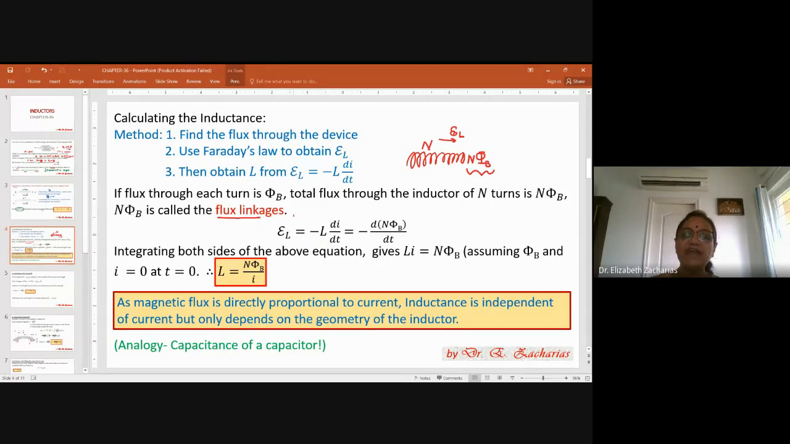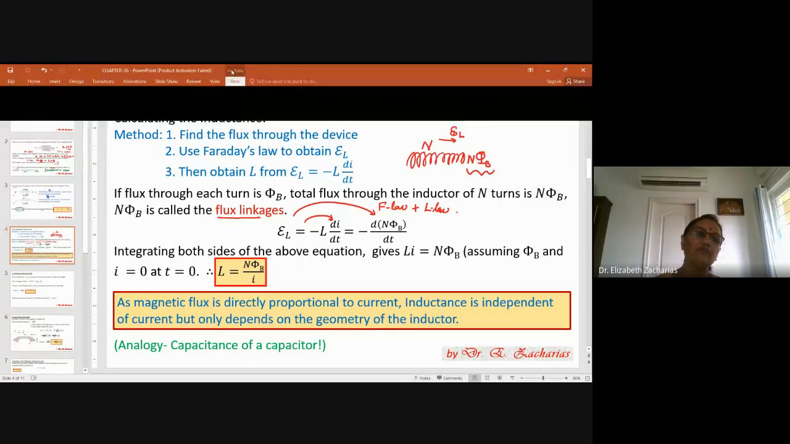Now, this L di by dt came from Lenz's law, with a minus sign, whereas this comes from Faraday's law plus Lenz's law. So what is it? EMF is equal to minus d phi b by dt if it is one turn, and minus n into d phi b by dt if it is n number of turns. So we'll take n into the expression and write it as n phi b.